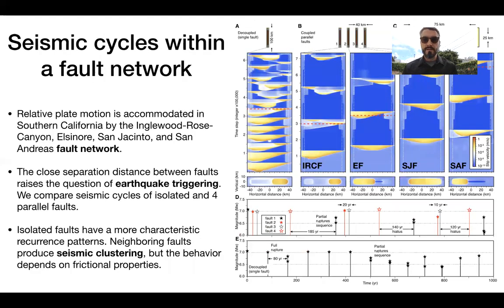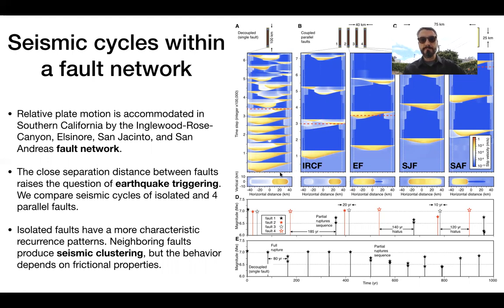So we conclude by a final example that involves 4 finite faults in a network that represent the fault network in Southern California, consisting of the Inglewood-Rose Canyon fault, the Elsinore, San Jacinto, and San Andreas fault network. They are all separated by 40 kilometers. And here we're also interested in identifying the signature of fault interactions within the network. So we consider all faults with identical frictional properties, and we compare the behavior of the seismic cycle when any one of these faults is completely isolated from the others, and their behavior when they are interacting.